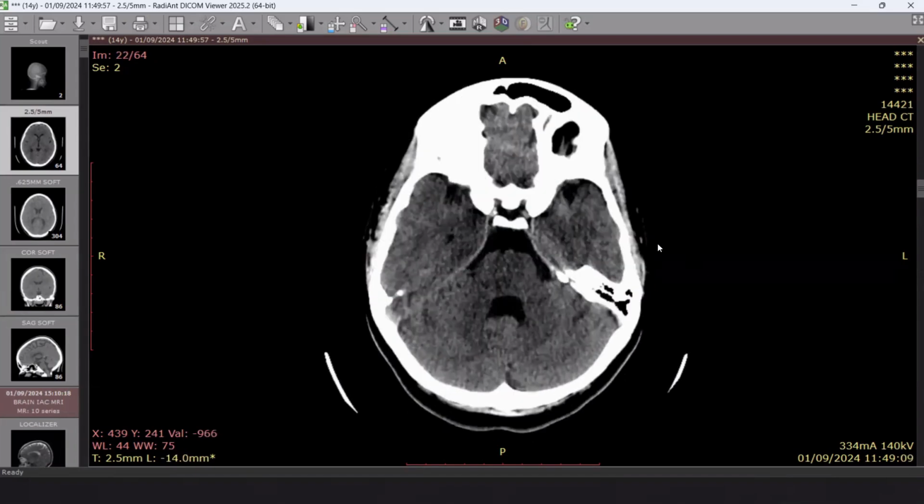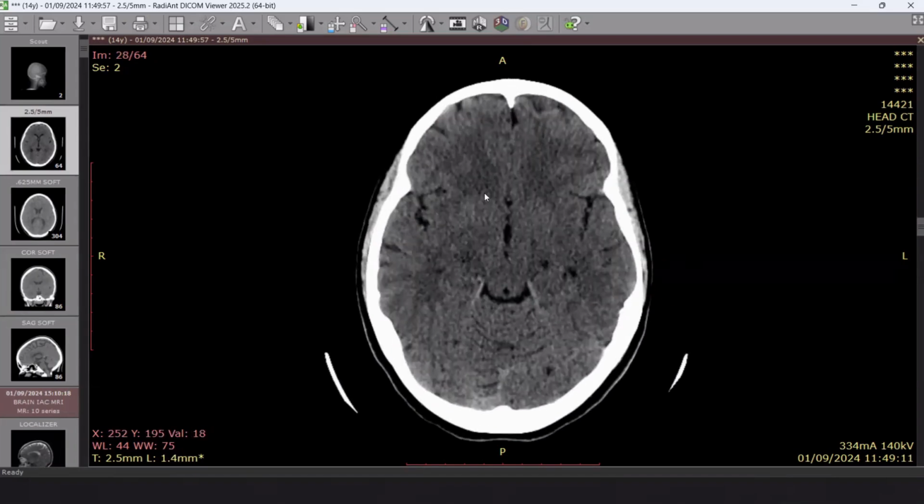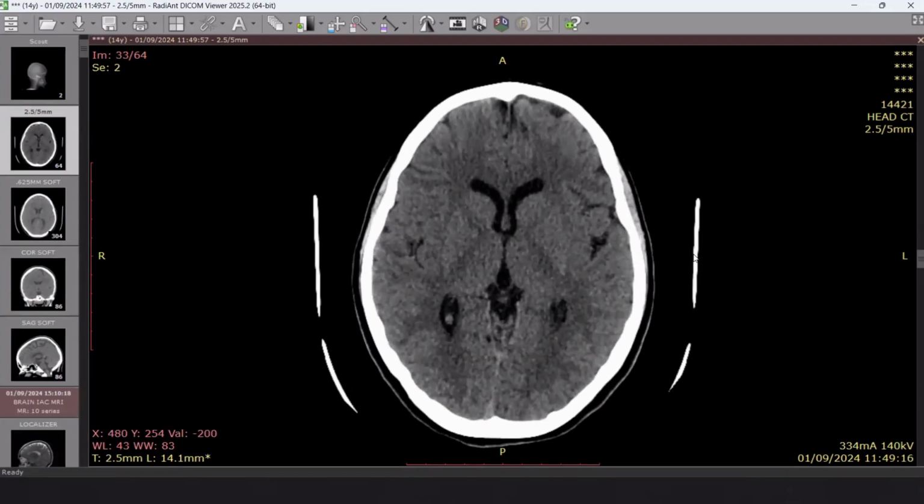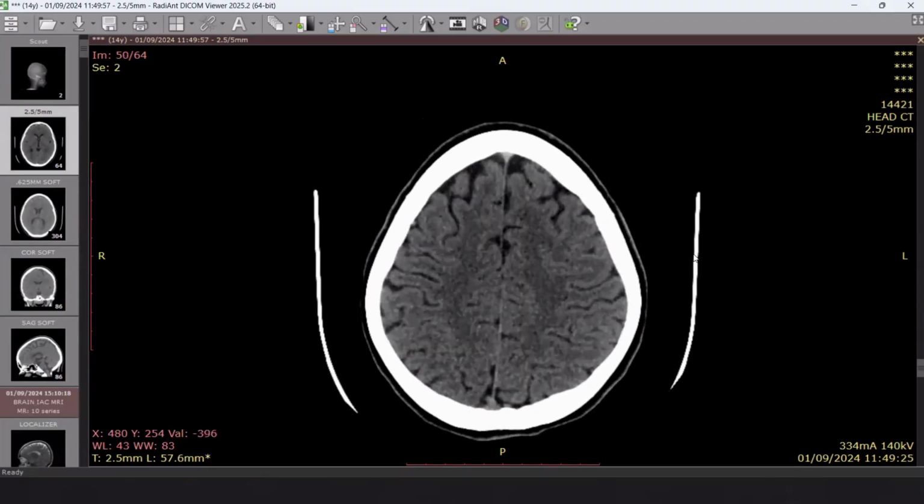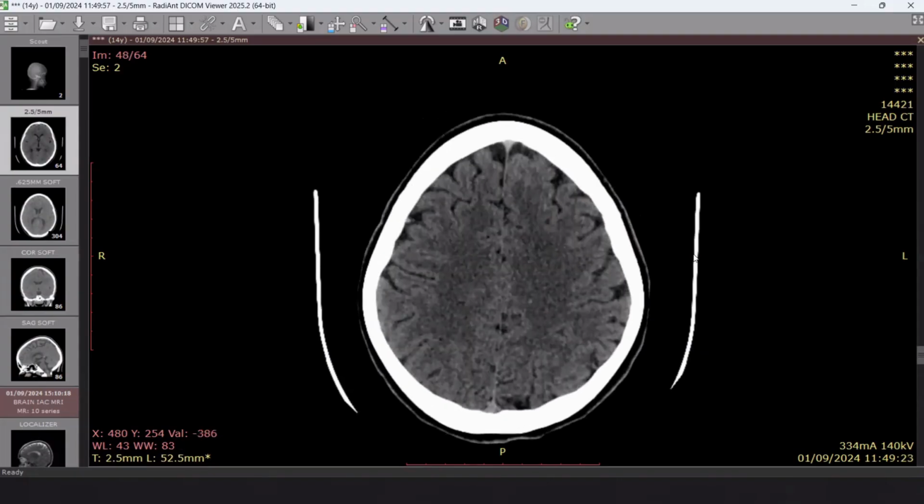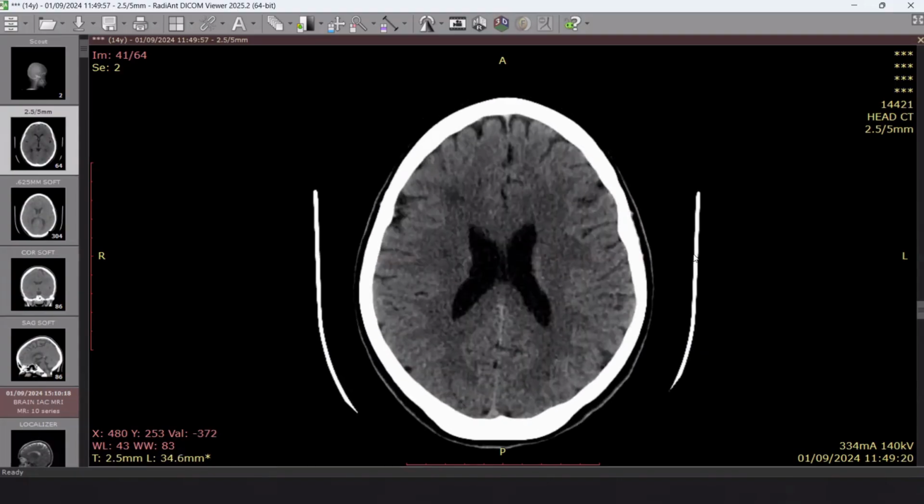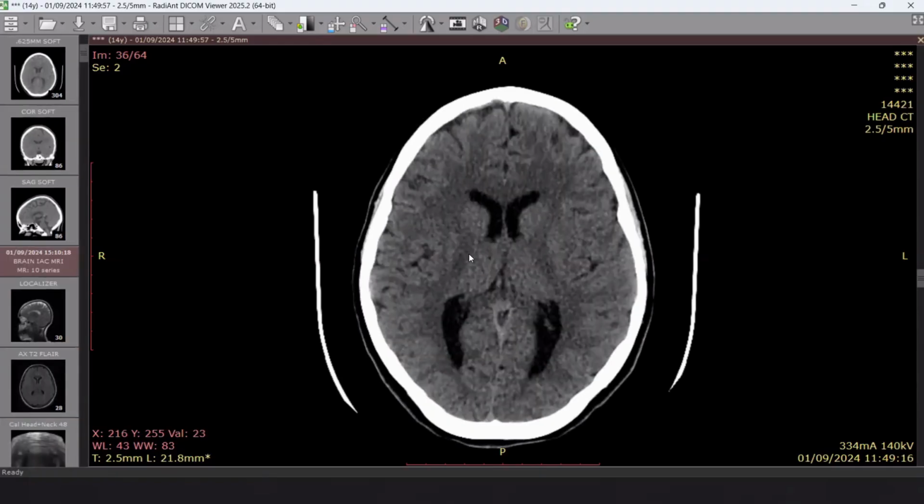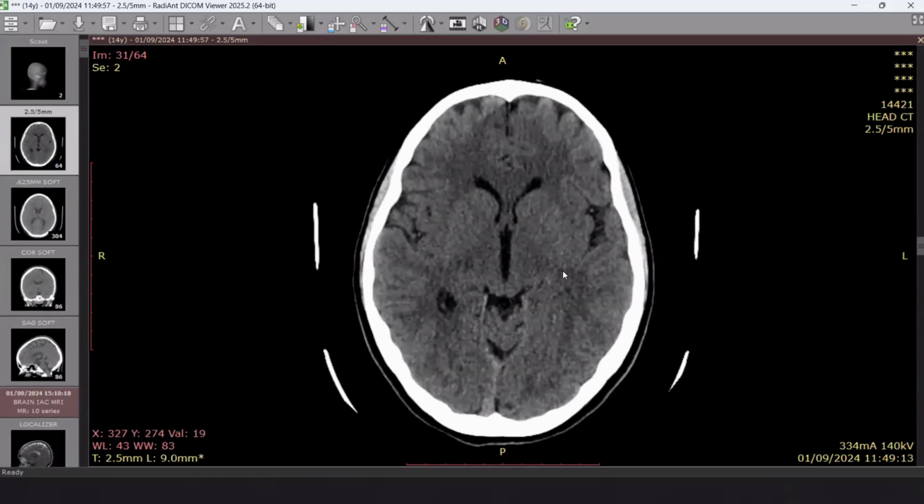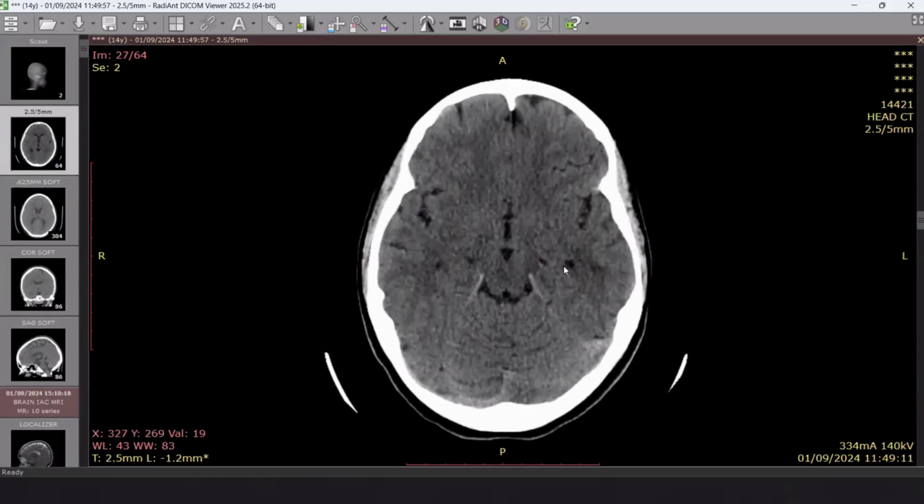What's your opinion? Sir, I want to further check these in the coronal images as well, and in the contrast images as well. This is a child, so I'm suspecting something like infective encephalitis as well. Agree.